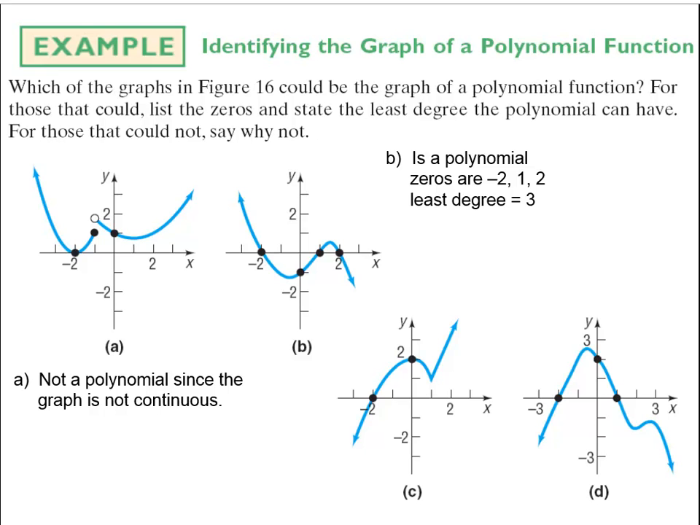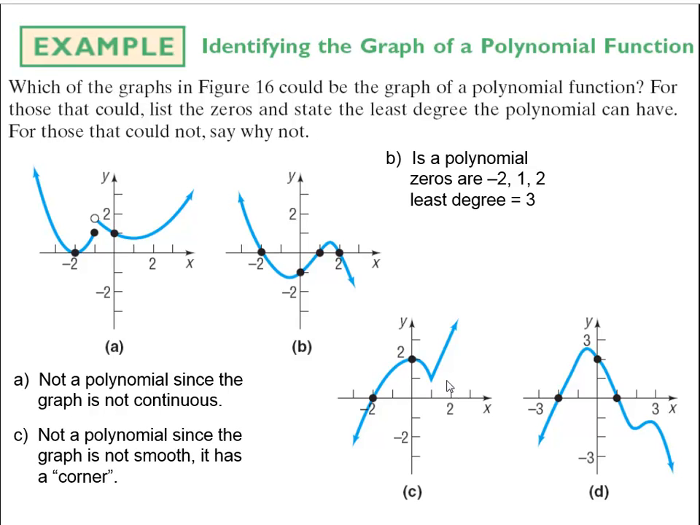All right, letter C, again, can't be a polynomial because it's not smooth. It is continuous, but it's not smooth here. So that's not a polynomial since it has a corner. And then what about letter D? It looks like letter D is relatively smooth and continuous, so that might be a polynomial. And it looks like the zeros are -2 and 1. And then what is the least degree the polynomial could have? So let's see, it's got 1 turning point, 2, 3 turning points. So it could be a degree 4 polynomial or more.